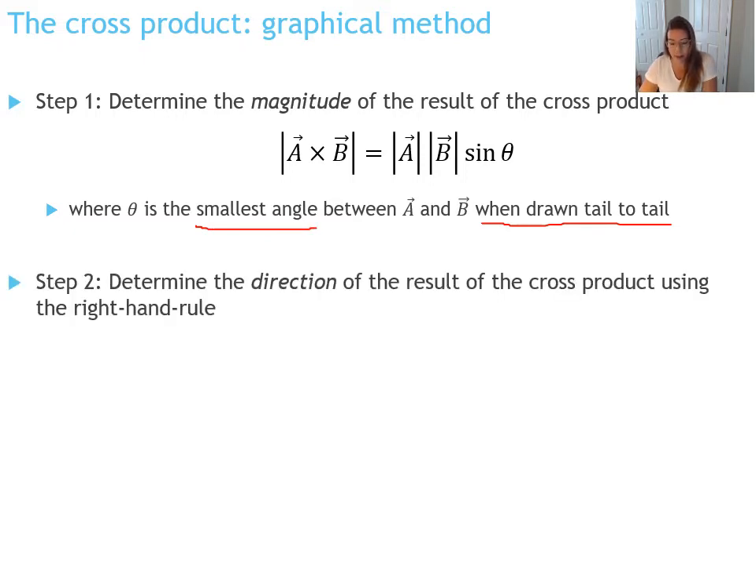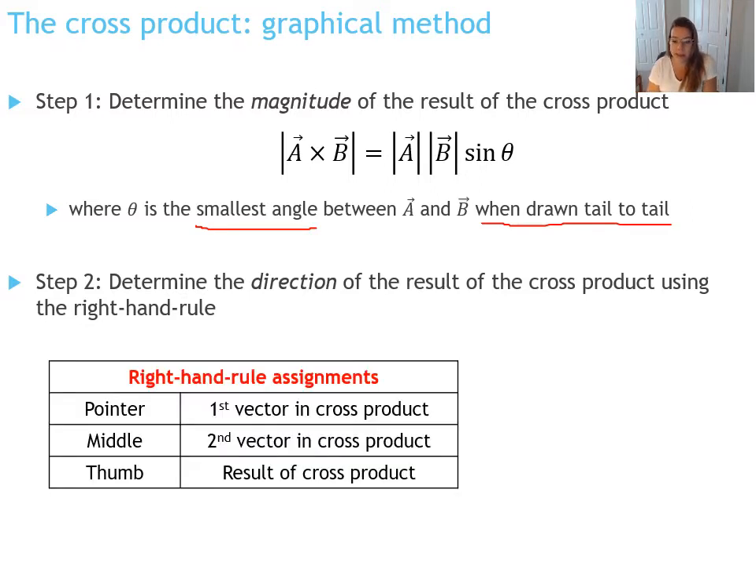That gives you the magnitude of the cross product. To determine the direction of the result of the cross product, you're going to do something called the right-hand rule, which you kind of had some experience with when we talked about the Cartesian coordinate system, but now it's going to be more generalized to any cross product relationship.